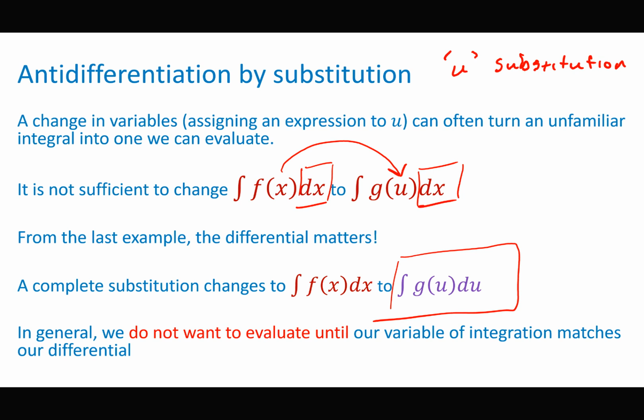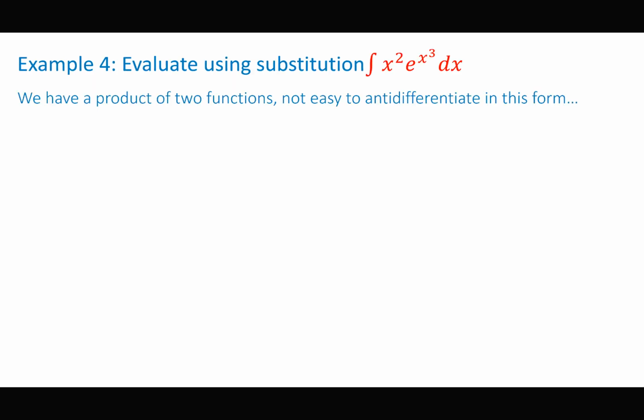Okay, so let's actually start doing some of these examples. So this is it in terms of the lead up to it. Now we got several examples that we're going to work through of actually doing the integration with u-substitution. So if I gave you this function, x squared times e raised to the x cubed dx, our integrand here is actually a product of two functions, and it's not very easy to anti-differentiate in this form.